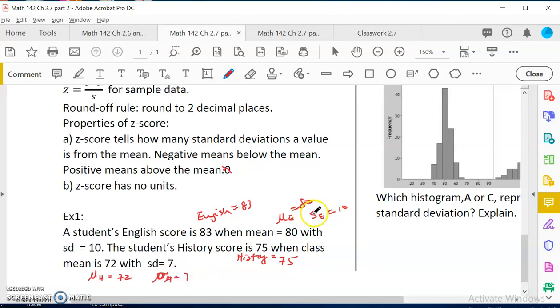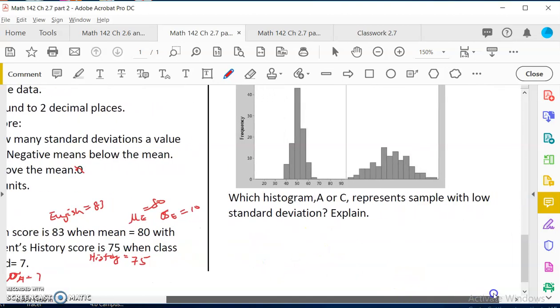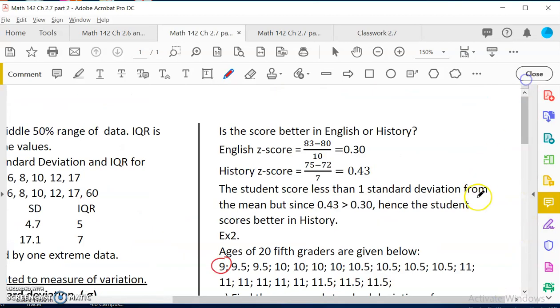Oh, I should not say S. I should say sigma, right? Because it's a population. The whole class is the population. So which one scored better? Both of them scored 3 points above the mean. So let's use z-score. The way to do z-score is the x value minus the mean, divided by sigma.